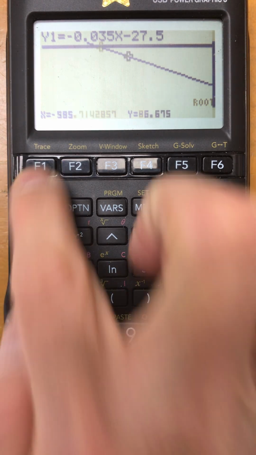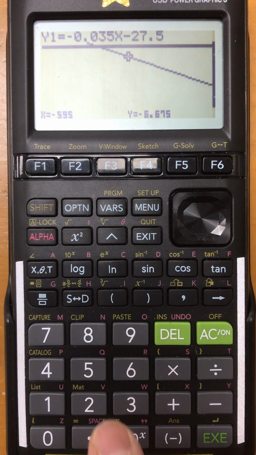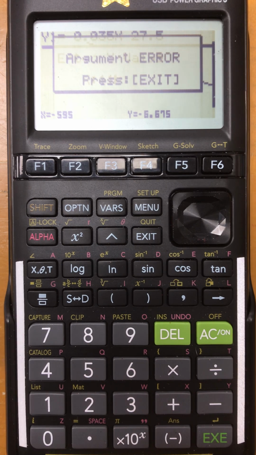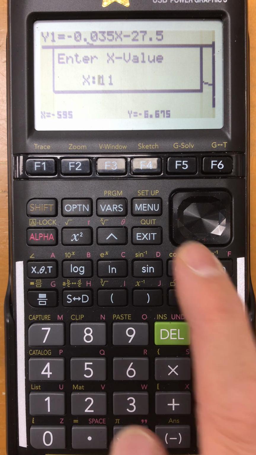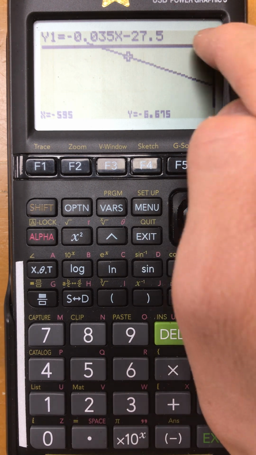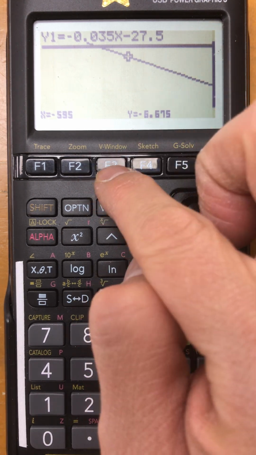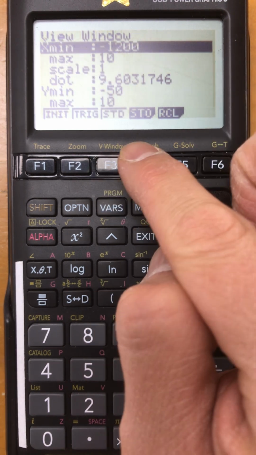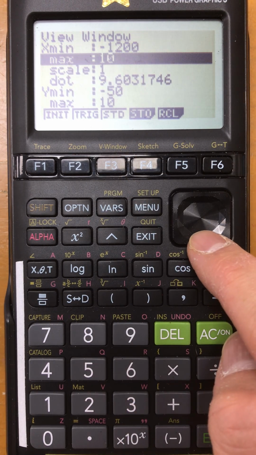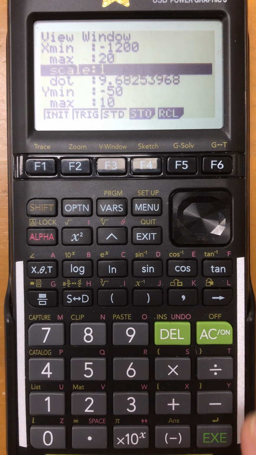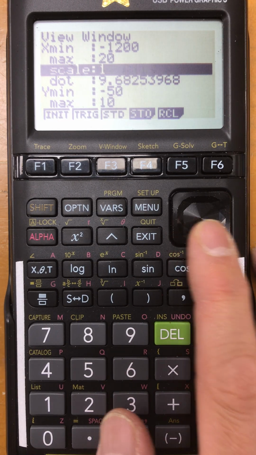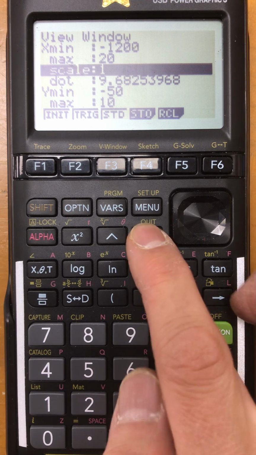So this is trace, and then the x value is 11. Argument error. Okay, here's the problem. I need more room on the x side, so I'm going to go viewing window. If x is 11, so I'm going to go at least to 20. Okay, and then let's see if it should do it.